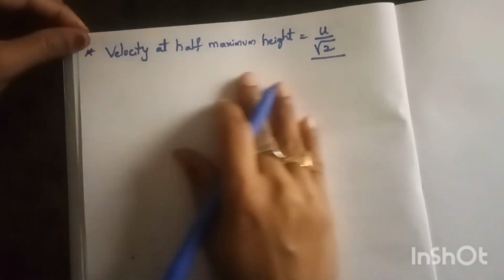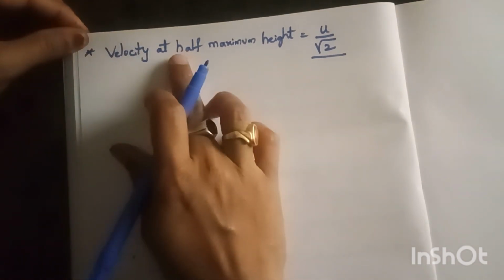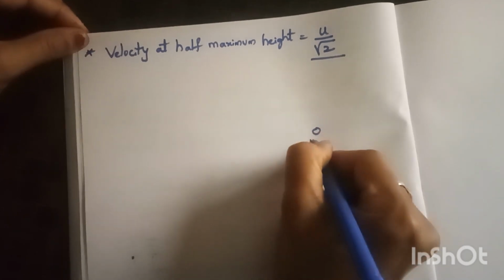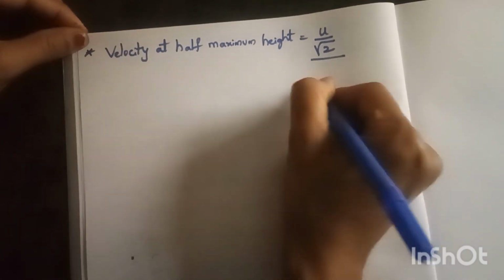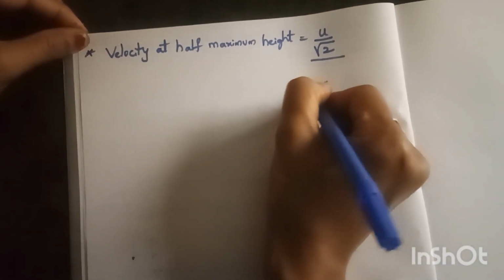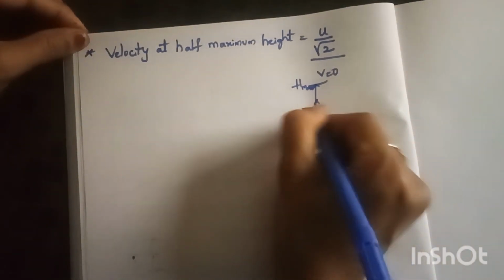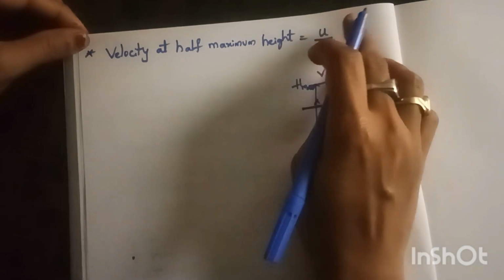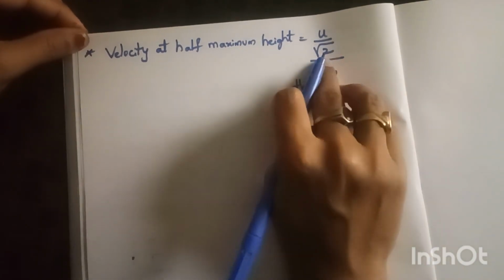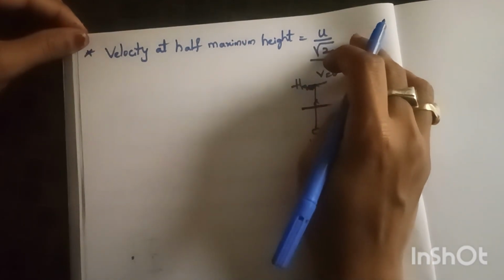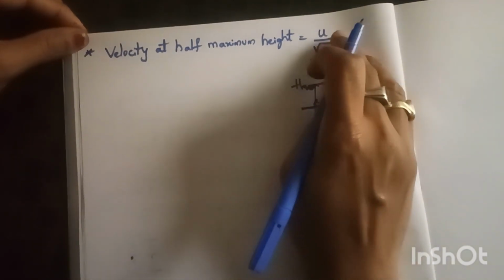So another important point is velocity at half maximum height. We know that the velocity at maximum height will be 0, but velocity at half maximum height is equal to u by root 2. Why are we obtaining u here?